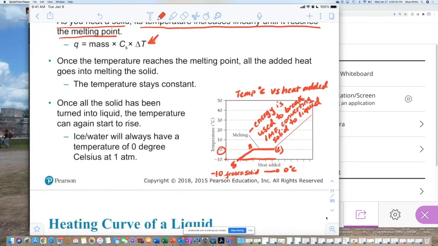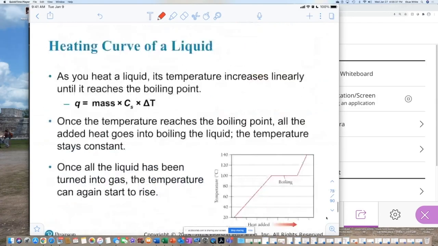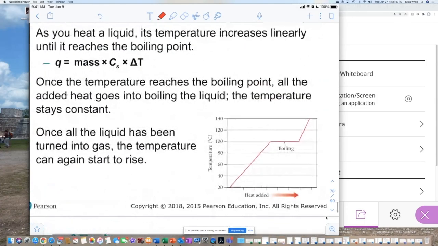Anytime we have a difference in temperature and you're asked to figure out the heat change, use this equation right here. Next one over here is boiling. So once you have melted your solid, now you have a liquid. You increase the heat from 0 degrees, right? Increase the heat of the liquid, go up and up and up until you get to 100 degrees Celsius. Once again, I'm thinking this is water. At 100 degrees Celsius, we have boiling.